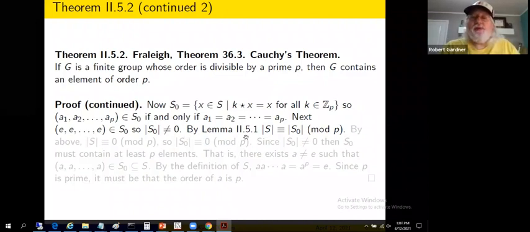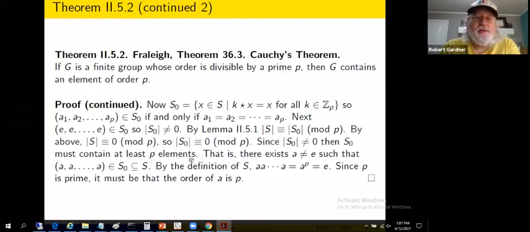We just saw in Lemma 2.5.1 that the cardinality of S sub 0 and the cardinality of S are congruent mod p. So that applies here. We've got a group action as we needed from Lemma 2.5.1. S sub 0 is defined the same way in terms of the group action. So we saw above the cardinality of S was 0 mod p. So we conclude from the lemma that the cardinality of S sub 0 must also be 0 mod p.